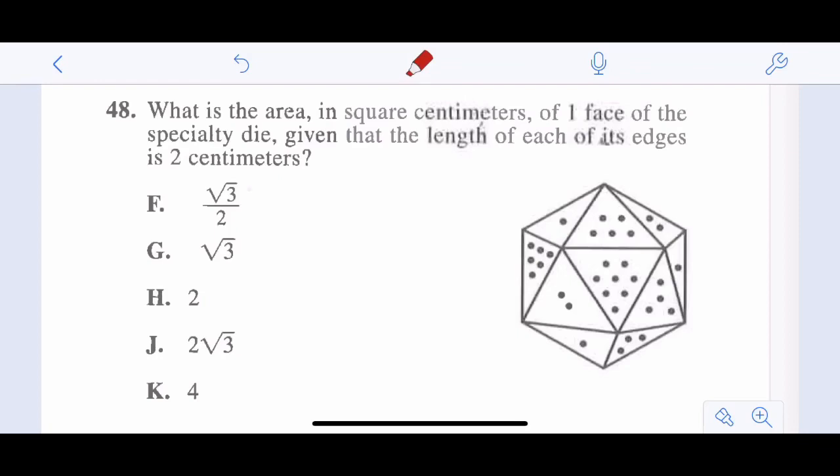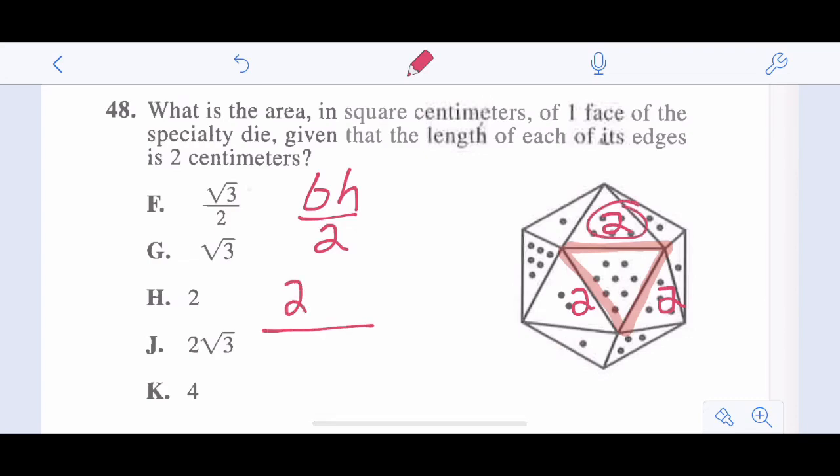What is the area in square centimeters of one face of the specialty die, given that the length of each of its edges is 2 centimeters? Okay, so these are all 2 centimeters each edge. So the area of a triangle is base times height divided by 2. Well, we know our base is 2. We know we're going to divide by 2. But what is our height?